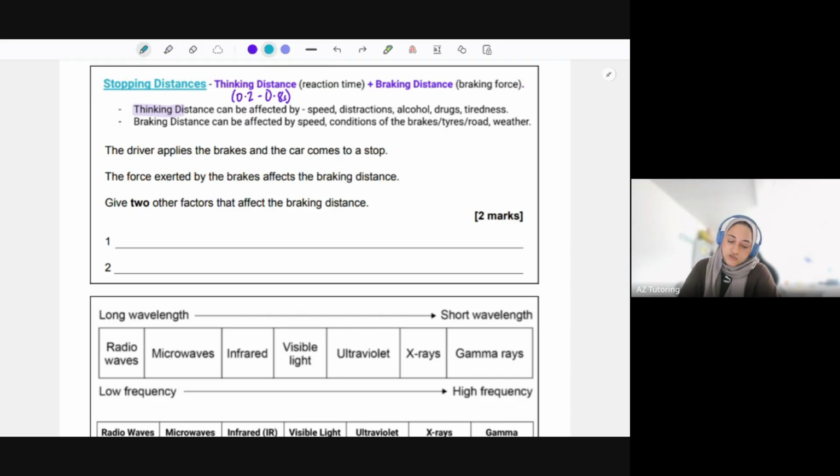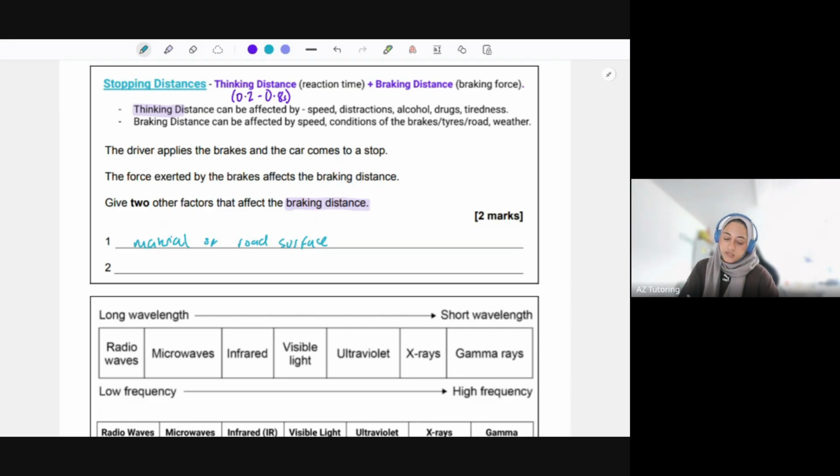So it says here, driver applies the brakes and the car comes to a stop. The force exerted by the brakes affects the braking distance. Give 2 other factors that affect the braking distance. Now, a lot of people get confused and start writing stuff to do with the thinking distance. They're not talking about thinking distance, they're talking about braking distance. So stuff you could write here is the material of the road surface.